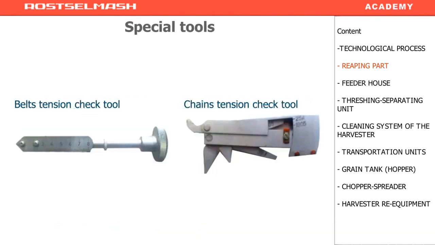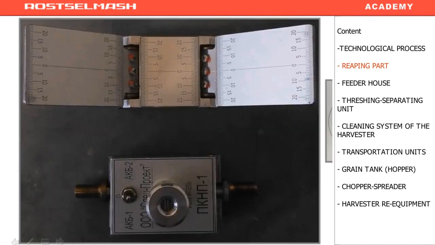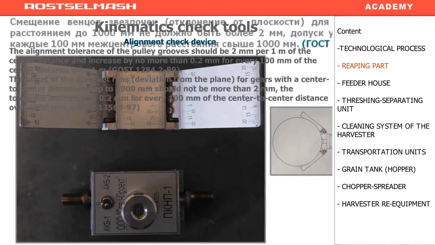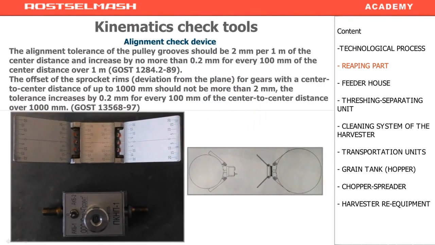The service vehicle must have the following tool. On the left, you see the belt tension checking tool, and on the right, the chain tension checking tool. There is also a laser tool for checking alignment of pulleys and sprockets. Here, you can get the information about the allowed deviation. The pulley's grooves alignment must be 2 mm per 1 meter of the distance between axes.